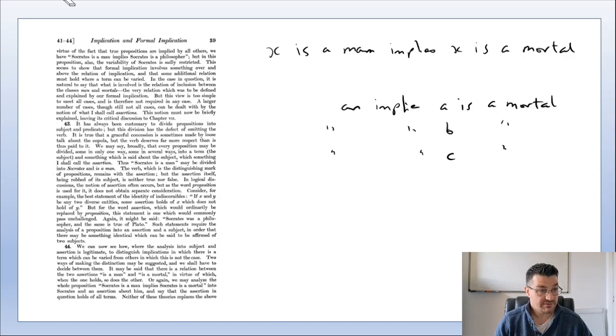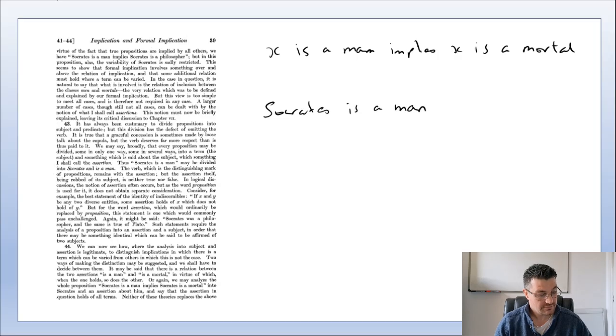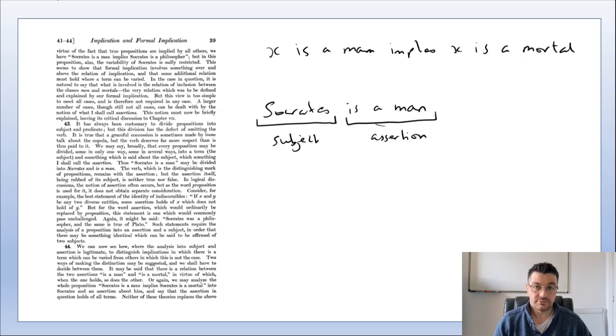Okay, so let's clear a bit of space here. Socrates is a man. So Socrates is the subject, and "is a man" is the assertion. So this is an assertion that is made about the subject, something that is said about the subject. The assertion is not a proposition; it's not true or false.